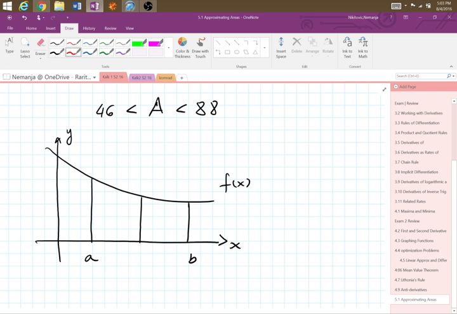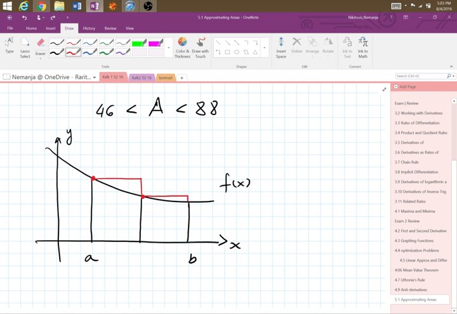If I do left-hand sums, remember you go to the left side, you draw a rectangle across, then you go again to the left side, you draw a rectangle across. Now observe, everything that is above the function is error. So there is a lot of error there, right?